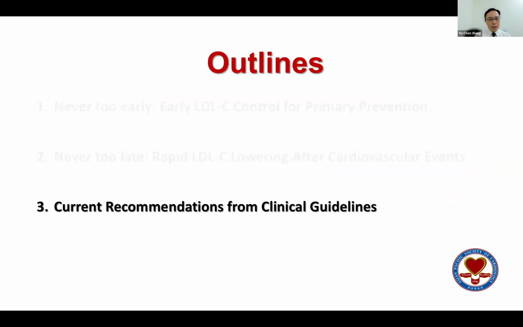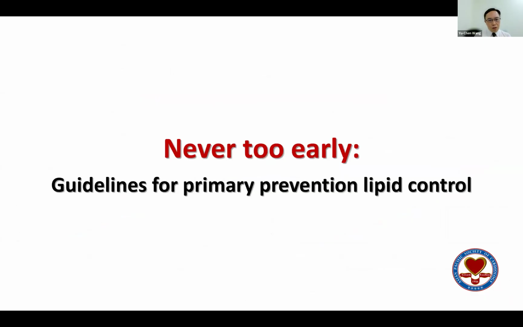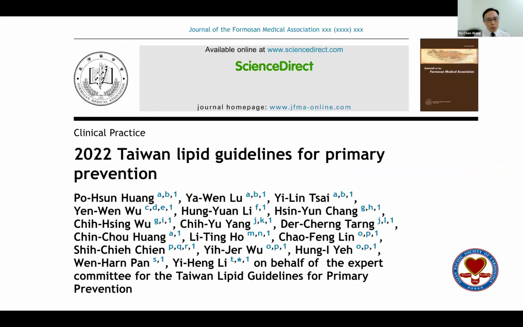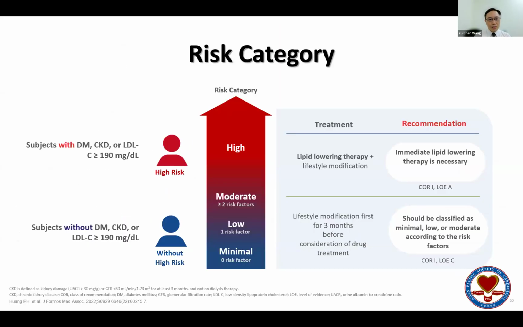And then finally, let me summarize some of the current recommendations from clinical guidelines. First of all, let's see the guidelines for primary prevention lipid control. In Taiwan, the 2022 lipid guidelines for primary prevention classify patients according to clinical risk factors. Patients with diabetes, CKD, or LDL cholesterol levels higher than 190 were classified as higher risk. Other patients without diabetes, CKD, or LDL cholesterol higher than 190 were classified as moderate, low, or minimal risk groups according to the number of clinical risk factors.